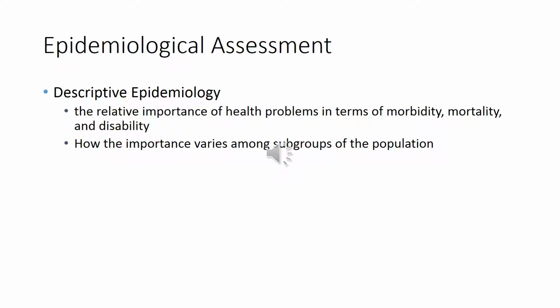One type of epidemiology that's really important is descriptive epidemiology, where we look at the relative importance of different health problems in terms of morbidity, mortality, and disability. So if we are doing an assessment and we find that certain health problems have very high mortality rates, or if there's a lot of people who are sick with this condition, that might be the thing that we decide to work on, when there are probably many other things also that are important, but not quite as important. So we also look at how that importance varies among subgroups of the population. For instance, we know that certain subgroups of the population are more likely to have type 2 diabetes.